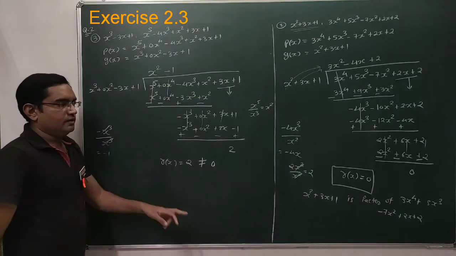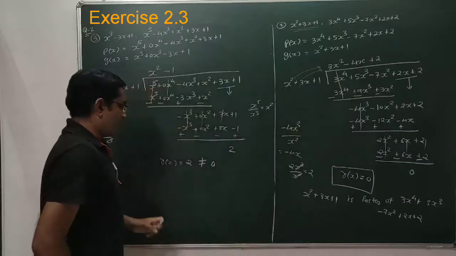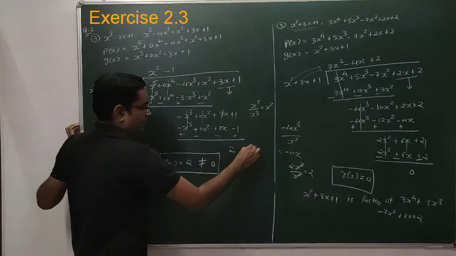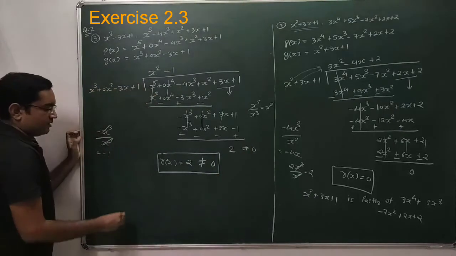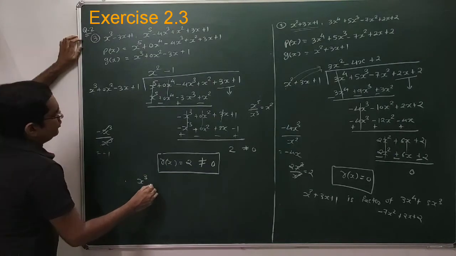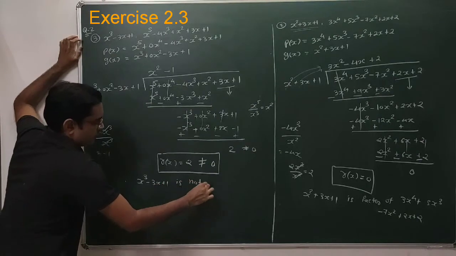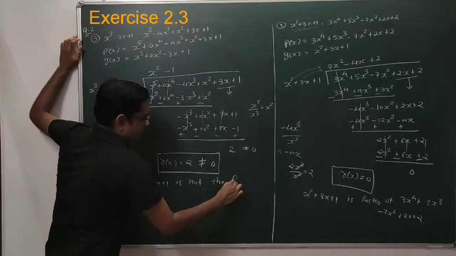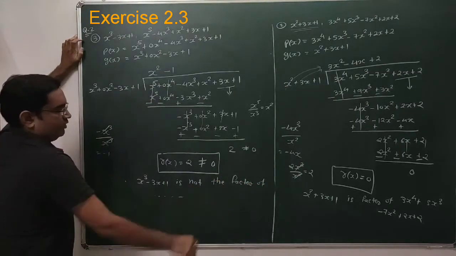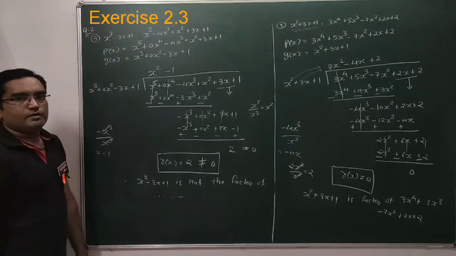0, है ना. If remainder is 0, then first polynomial is the factor of second polynomial, but for this case our remainder is not 0. This remainder is not 0, so we can say that the first polynomial, which is x cube minus 3x plus 1, is not the factor of this second polynomial. Okay, you have to complete this statement. Clear, students? So this is your question number 1.